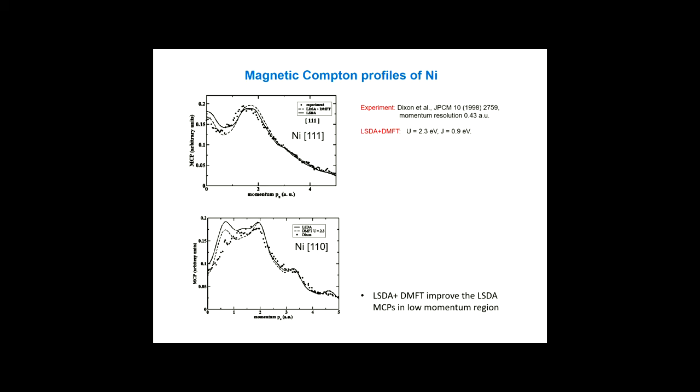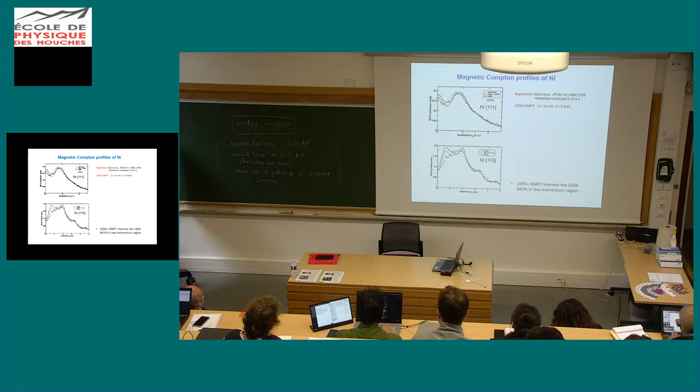Similar work was done in nickel along other principal scattering directions, which are 111 and 110, with the same conclusion that, in this low momentum region, this LSDA plus DMFT treatment improved the description of the magnetic Compton profiles.